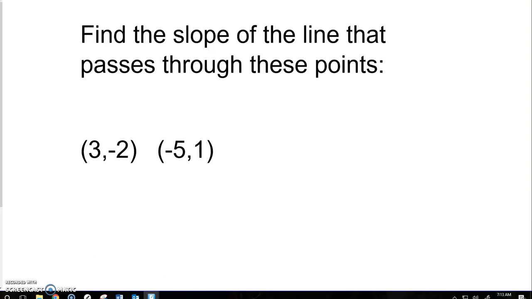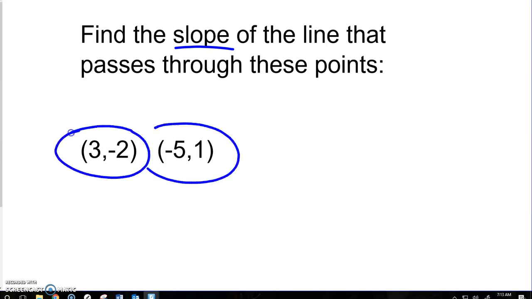So what we want to work on today is writing rules for linear equations, or writing equations that would give us a straight line when we graph them. So we got to do a little review first. First we got to make sure we know how to find slope when we are given 2 points. So they gave us these 2 points, (3, -2) and (-5, 1). Those are our 2 points.